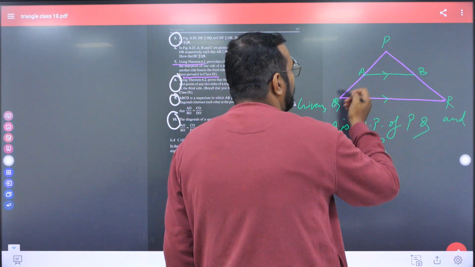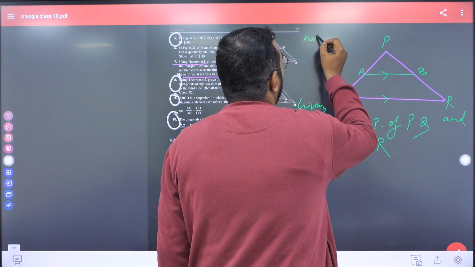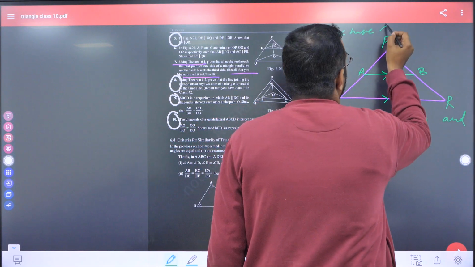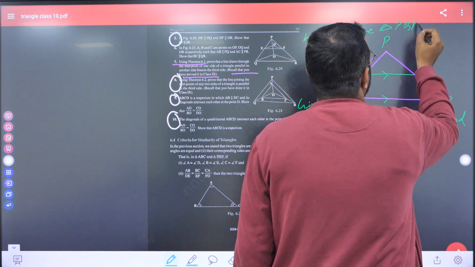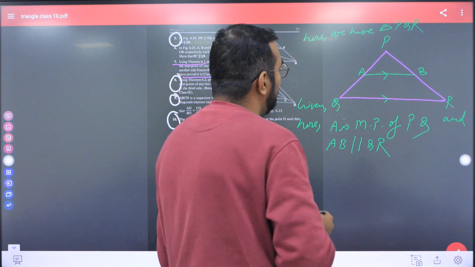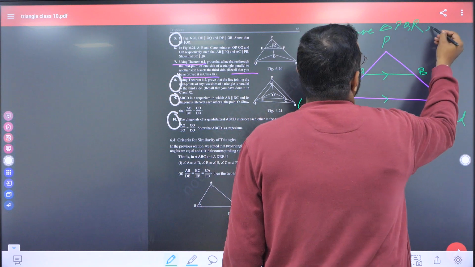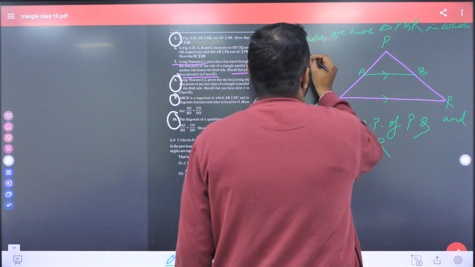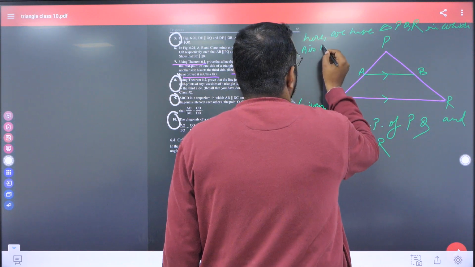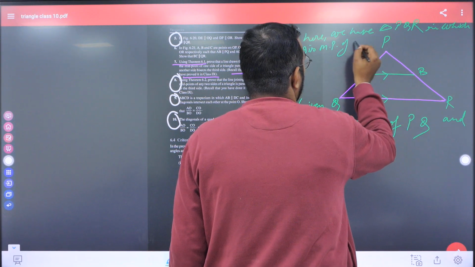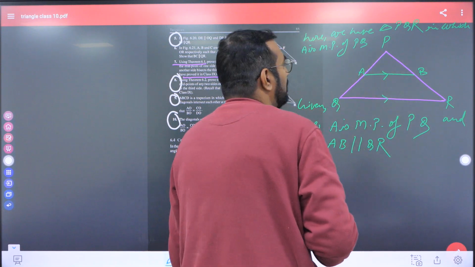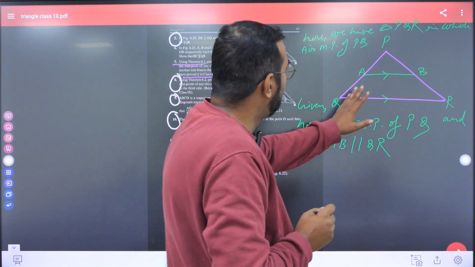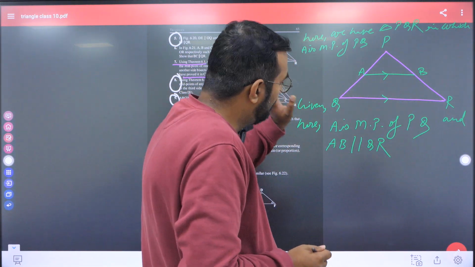First of all, you will draw a triangle. So you can write here we have triangle PQR in which A is the midpoint of PQ. These things are given.